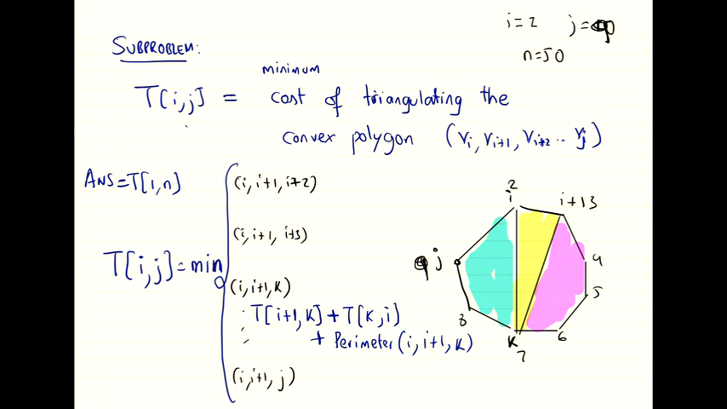How do you know the distance between two consecutive points? Is it encoded in the input? Okay, the question is, how do we know the distance between two consecutive points? Let's assume for the moment it's encoded in the input. Or if you're given the coordinates of the endpoints, we can calculate the distances.